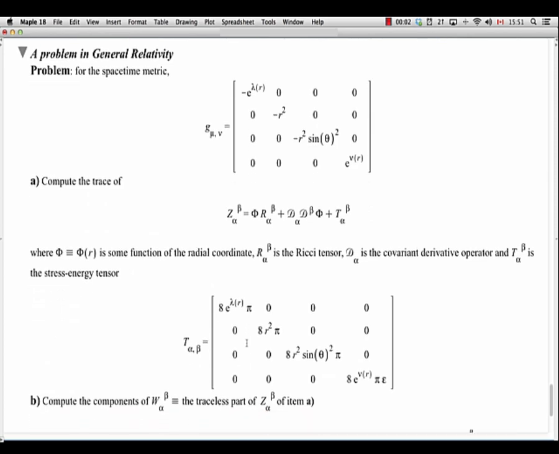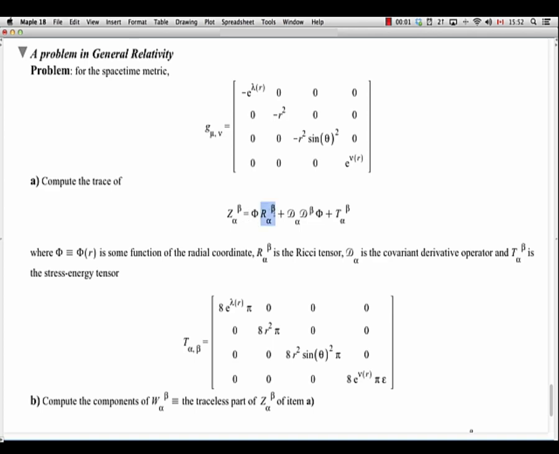This problem was presented to me a month ago by a Maple user who wanted to know how he could do this kind of computation on a computer algebra worksheet. So in his problem, the space-time metric is given by this expression. It's a curved space, there is curvature, and he wants to compute the trace of this tensorial object, where phi is some function of the radial coordinate, non-specified.